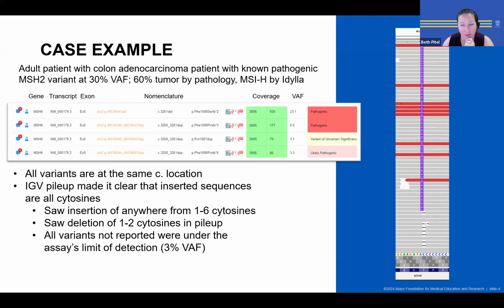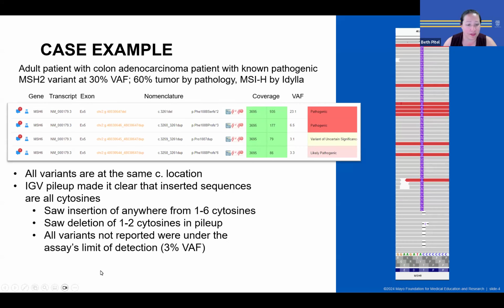So this is an interesting phenomenon, and we've seen it on a number of instances. All these variants are at the same c. location. The IGV pileup made it clear that the inserted sequences are all cytosines, and we saw the insertion anywhere from 1 to 6 cytosines, as well as the deletion of 1 to 2 cytosines within that region. You can see in the reference sequence at the bottom here that there are 7 cytosines in a row.